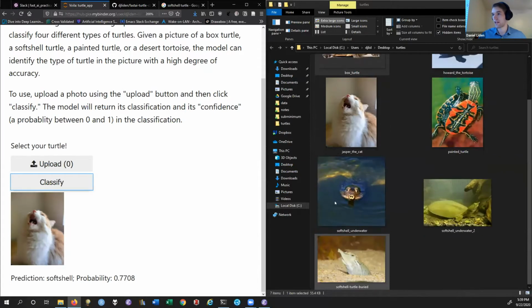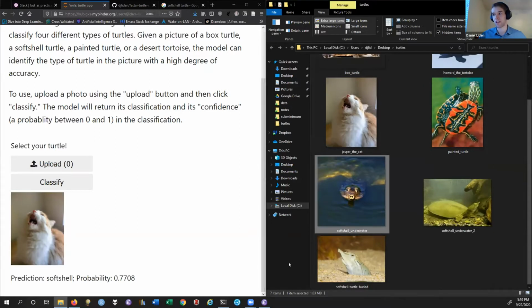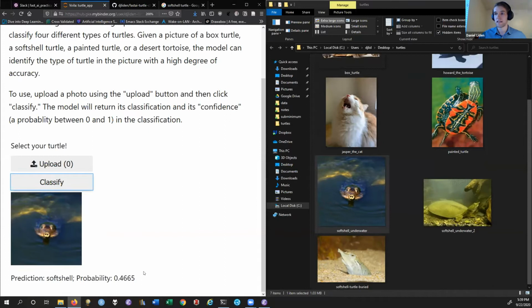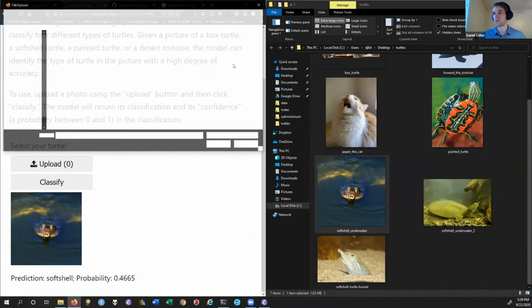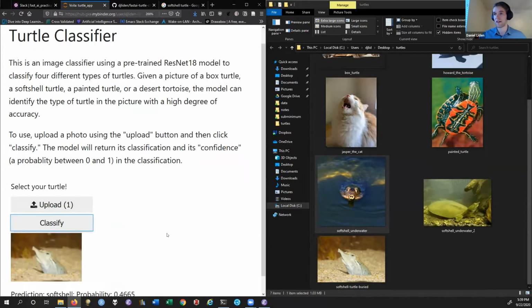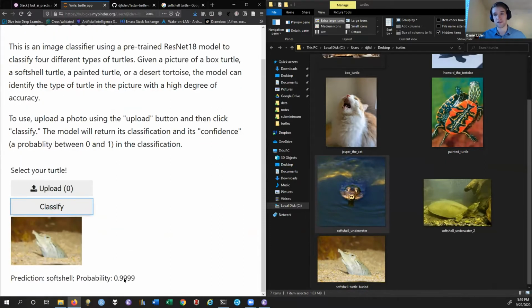Though interestingly, if we look at this kind of not so great picture of a soft shell, it's mostly underwater. You just sort of see the snout. If we upload that one, it gets it right, but it's not very confident that it's a soft shell. It's 46%. So I thought that was kind of an interesting fringe case. Whereas if we look at a different one here, this one is mostly buried under the sand. Hit classify on that. Very confident that it's a soft shell. And I think it's probably because one of the defining features is that kind of long snout that they have. Exactly. And you can't see that in the face forward picture.